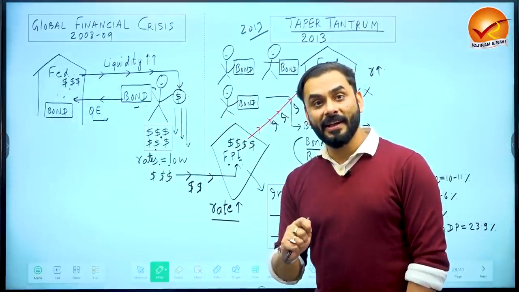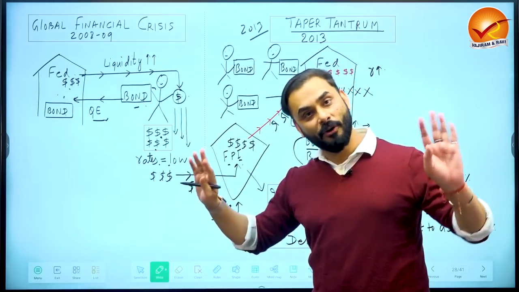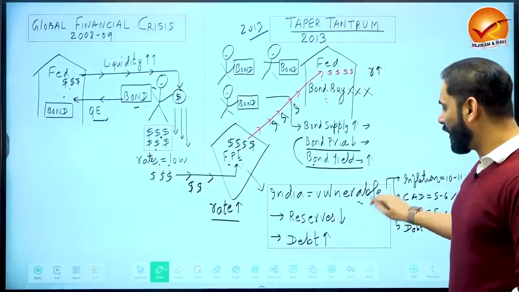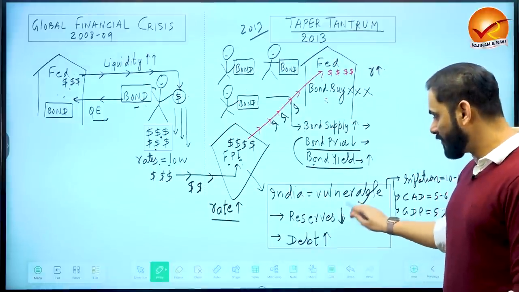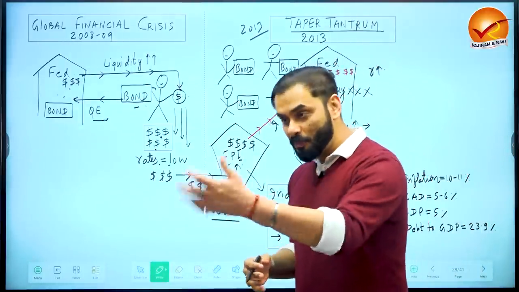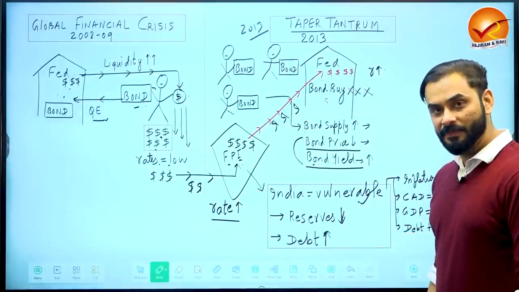All of a sudden, India realized that there is a problem. We had so much dollar, and all of a sudden, all the dollar is gone. So what happened in India? India became vulnerable. When we lost all the dollars, our foreign exchange reserves came down. And for survival also, we started to borrow a lot of money. So our debt started to increase.